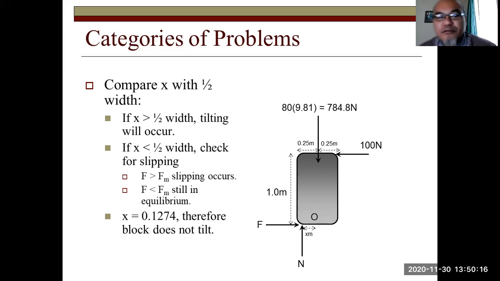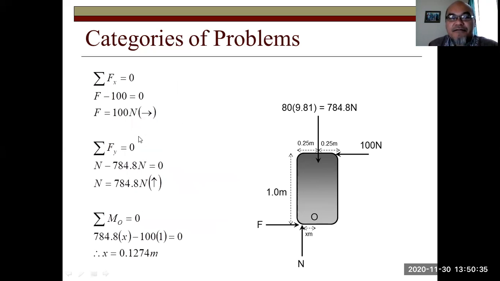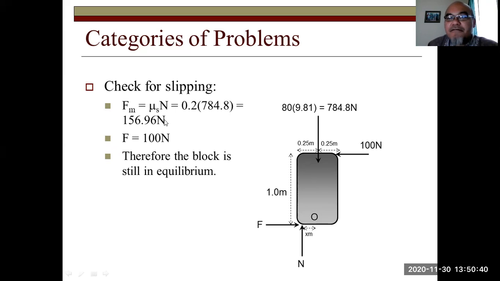Since x is 0.1274, less than 0.25 meter, the block does not tilt. Now Fm equals mu s times N, 0.2 times the normal force, 784.8 Newton, equals 156.96 Newton. The friction force we calculated from sigma Fx equals 100 Newton. It is well below this Fm, the maximum static friction force. So the block is still in equilibrium, it doesn't move, it stays fixed.